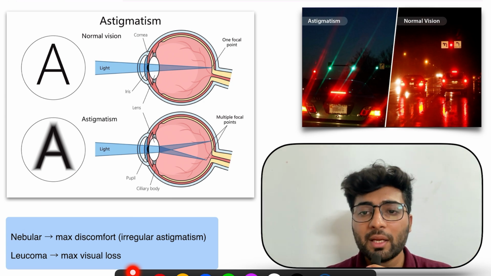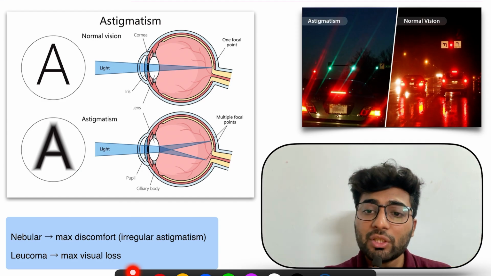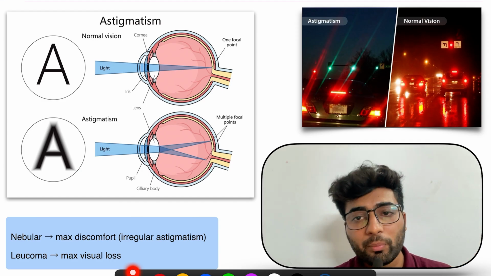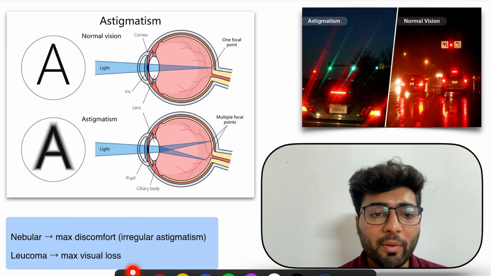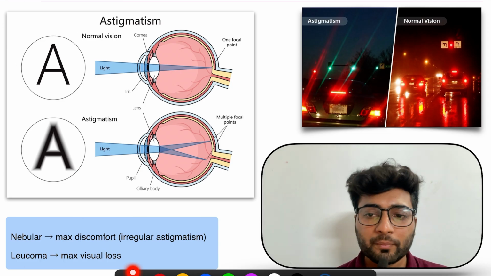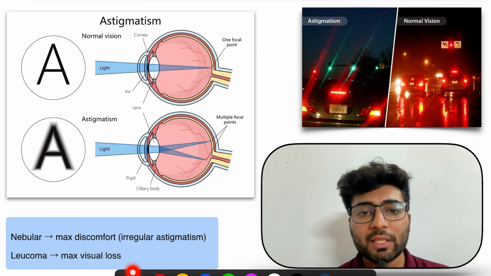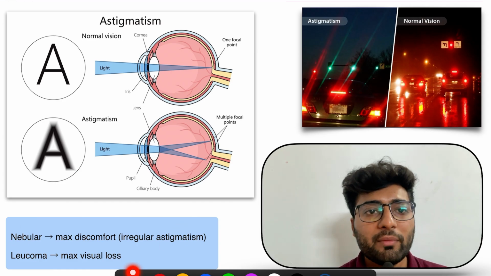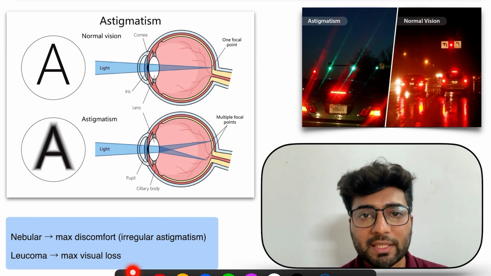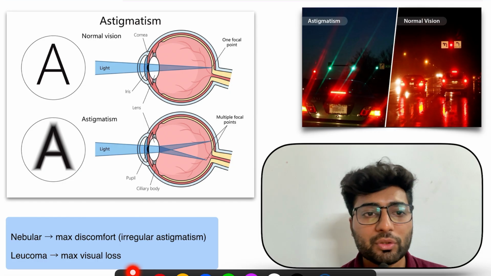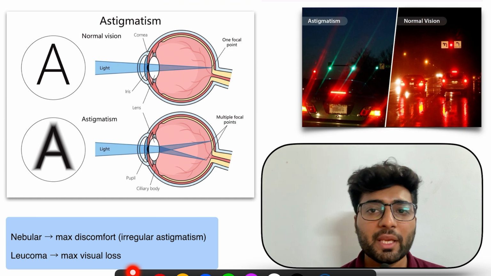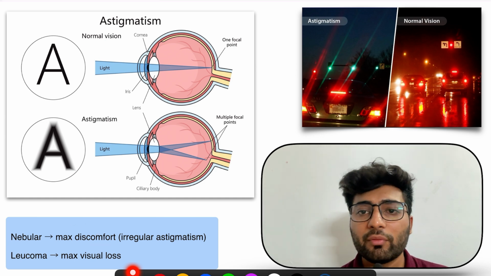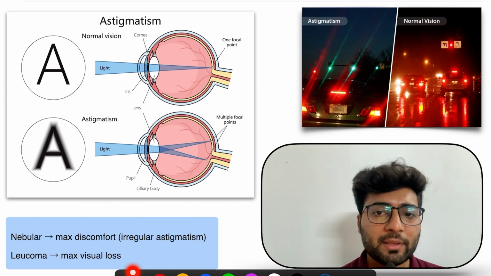But in leucoma the opacity is so dense that light is not passing through it. If the light does not pass, then there will be no glare or anything, right? So leucoma will have maximum visual loss, right? And nebula has astigmatism. What is astigmatism? Normally when the light comes, it falls at a single focal point on the retina. But in astigmatism, there are multiple focal points, so there is a hazy image, right? So in nebula, due to this astigmatism, we have maximum visual discomfort. We'll see all these types of glares and all, right?